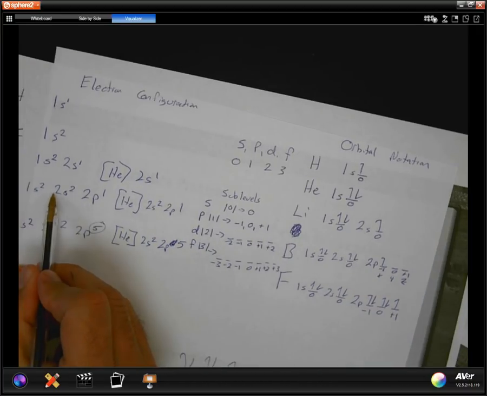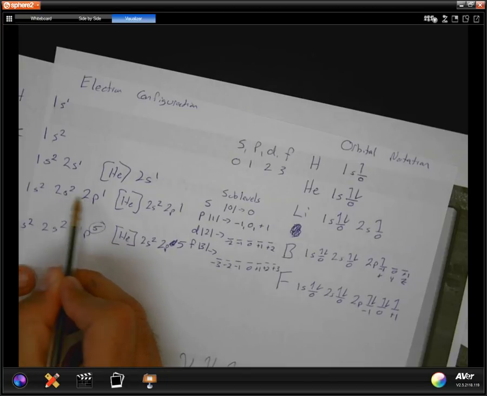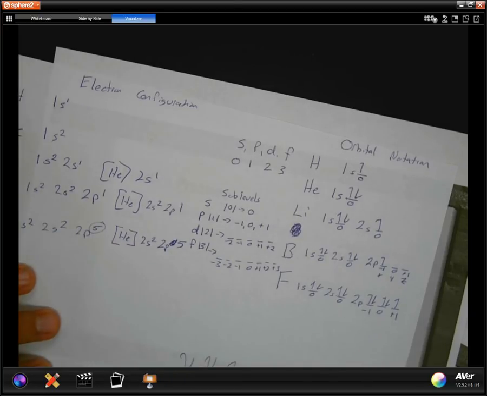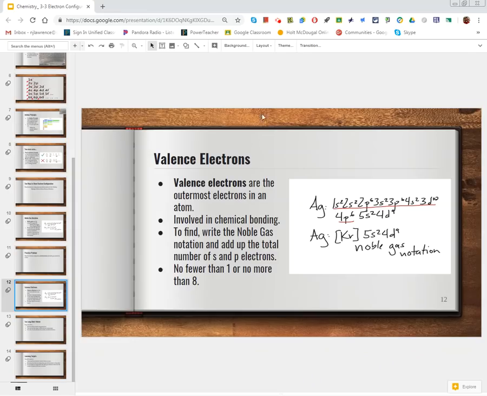Or you just look for the highest energy level. So here's my 2 energy level, and you just count up all the electrons that are in that highest energy level. So again, your valence electrons are just the electrons in the highest energy level that you wrote down. Your number is going to be between 1 and 8. You cannot have any valence electron numbers less than 1 or more than 8. So your valence electron answer will always be between 1 and 8. And again, the answer is given to you on your periodic table.